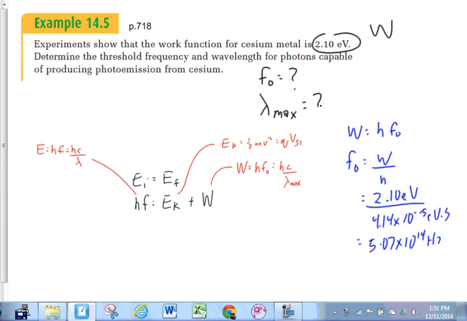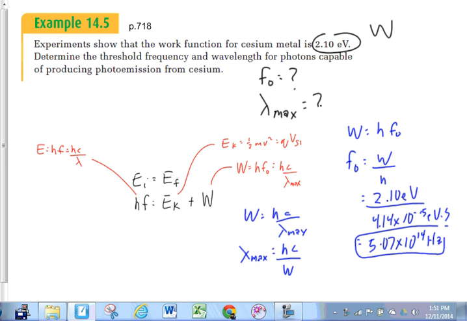Good, thank you. Now, threshold wavelength, we're going to do almost the same thing, right? W is equal to H times C over lambda max. Lambda max is equal to HC over W. Same deal here. Once again, 4.14 for Planck's constant and 2.10 for the work function.